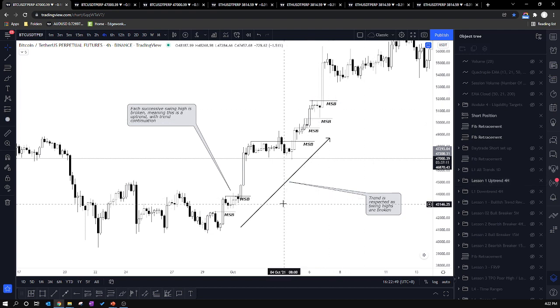So you can see we're heading upwards, no doubt about it, but you can see that without swing highs and swing lows and market structure breaks, then it's hard to obviously identify where we are with the trend.